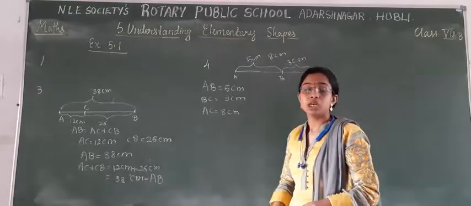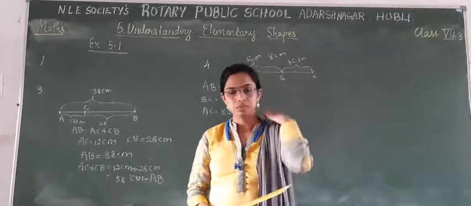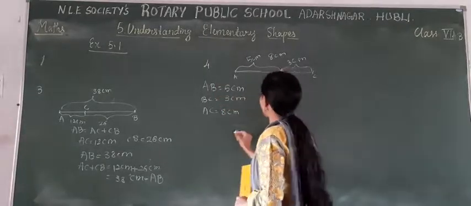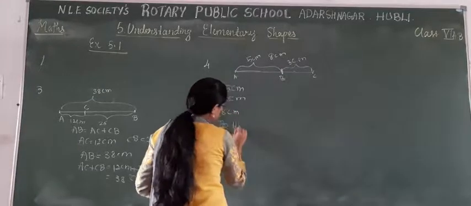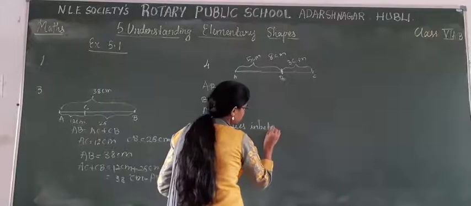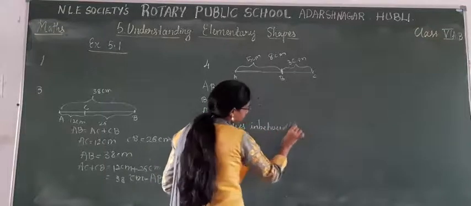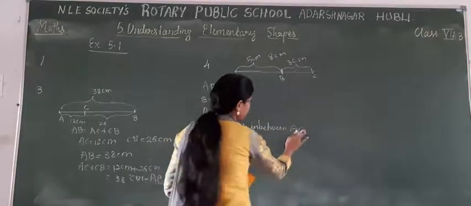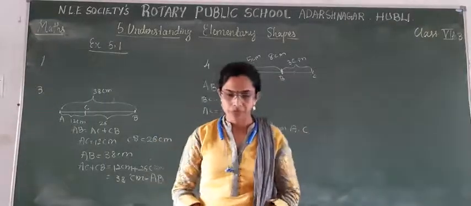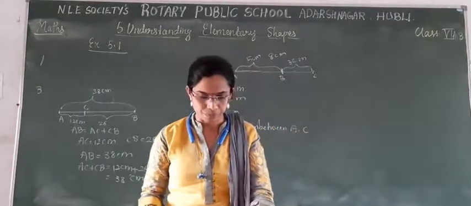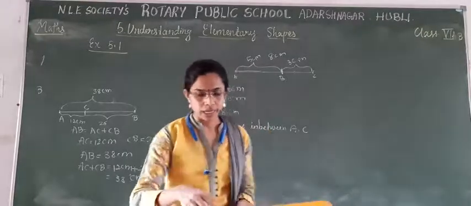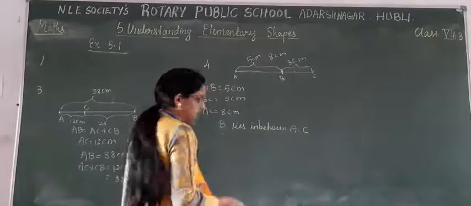According to the question, which point lies in between the other two? So when you draw, B lies in between A and C. Fine, A and C. Point is not line. A, C. Question number 5: verify whether D is the midpoint of line segment AG.